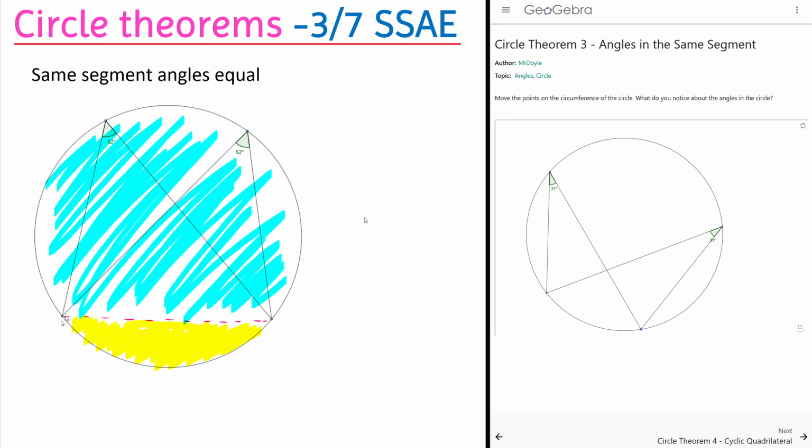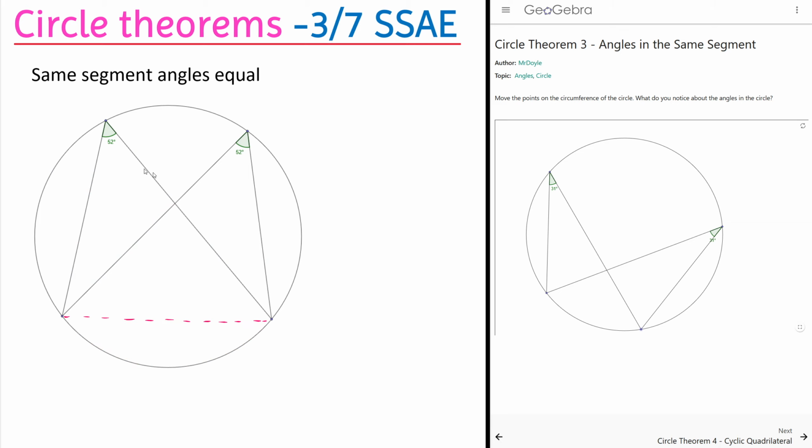And in that segment, we've got these two 52-degree angles, and they are the same. No matter where we drag those points up here, they stay at 52 degrees because of where this segment has been cut, because these points are from the two sides of the chord that's cutting the segment. That's where the name comes from: same segment angles equal. And I would always, in my head, think of it as SSAE, for same segment angles equal. So that's my third circle theorem.